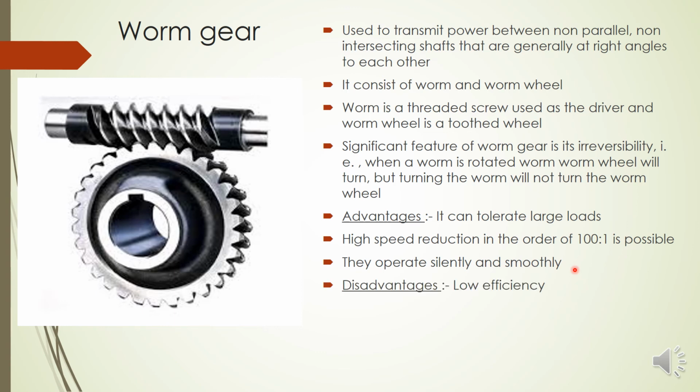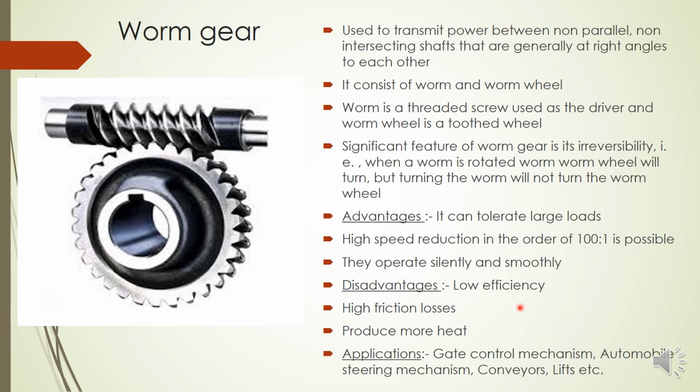The disadvantage is that transmission efficiency is low. Why is transmission efficiency low? It has high friction loss and it produces more heat. So these are the disadvantages of worm gear. Its efficiency is less because it generates more heat and has high frictional loss, so its transmission efficiency will be less.